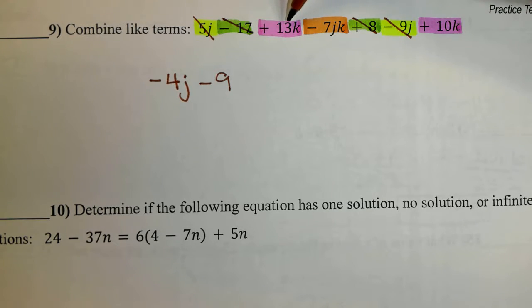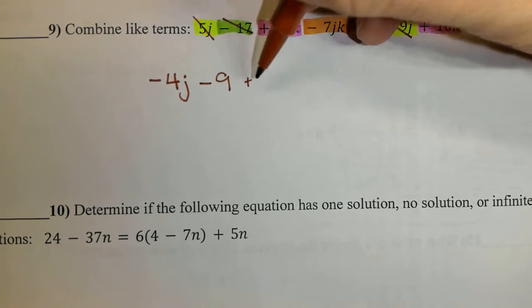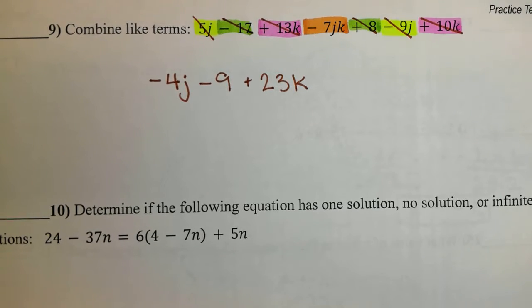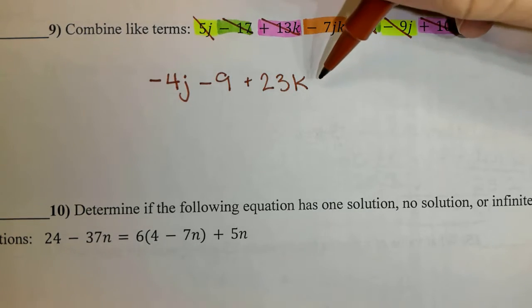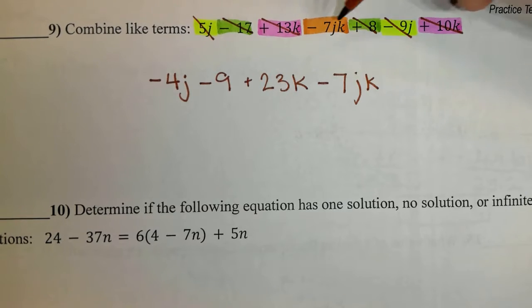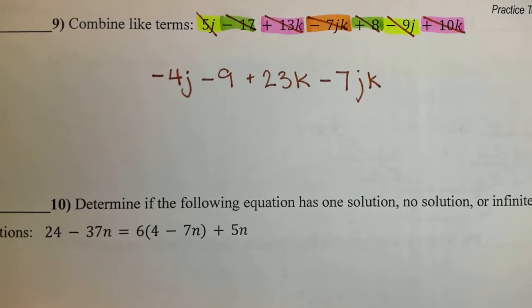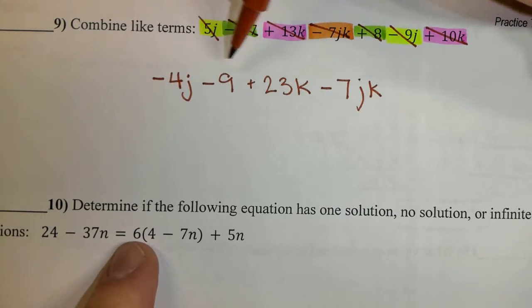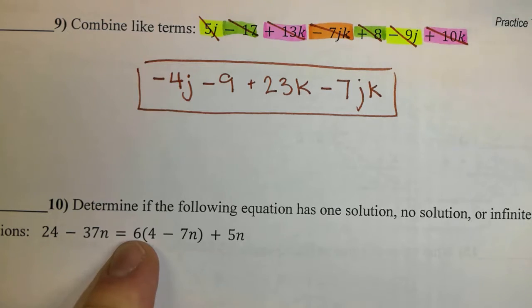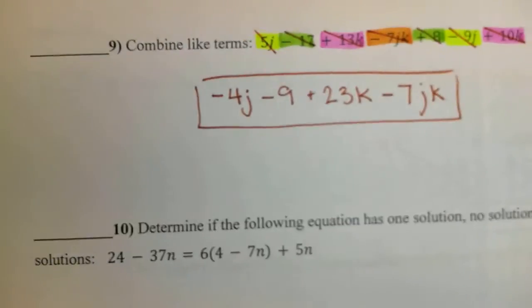Then I have 13K plus 10K. I get 23K. Done with those. And then this is all by itself, so I cannot forget it. So please don't forget. Minus 7JK. Okay, look, I've crossed everything off. That means I have used everything. I've combined everything I can. So this long thing right here is my answer. And I'm not going to write that in that little space because that's tiny.